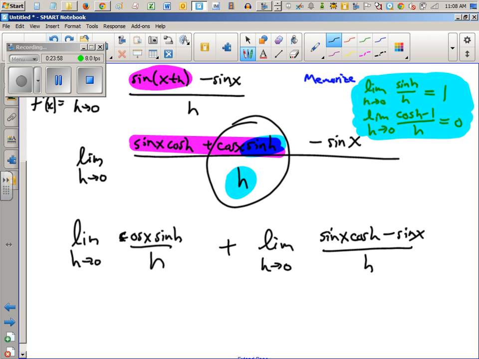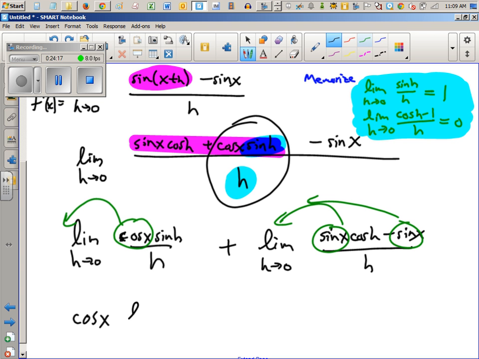Now, if h is changing to 0, I don't think cosine x really cares. So let's just pull him out. Changing h to 0 is not going to affect him. Let's get him out of the limit. And same thing with this sine x. Let's pull that out front. Okay, so now the problem looks a little simpler. It's just cos x has been pulled out, and we're doing limit of sine h over h. And then here, sine x has been pulled out, and we're doing limit of cos h minus 1 over h.